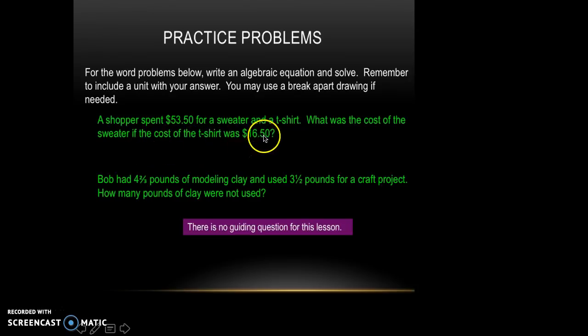If the cost of the t-shirt was $16.50. So make sure that you're labeling with the $ sign here. And then here we're asking for pounds. So including a unit with your answer would be pounds for that one.